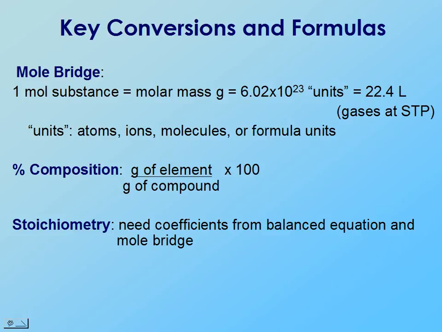If you're doing a percent composition calculation, it's basically part over the whole: the grams of the element, or the part of the compound you're looking for, over the grams of the whole substance, multiplied by 100. And again, for percentages, I do expect you to round those to 1 decimal place. And then with stoichiometry, you're going to be using all the information from the mole bridge that we just discussed, along with coefficients, because you're going to be switching between substances, so you have to account for the ratios needed from the balanced equation to do calculations involving stoichiometry.